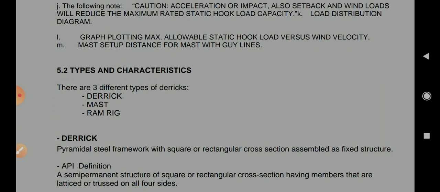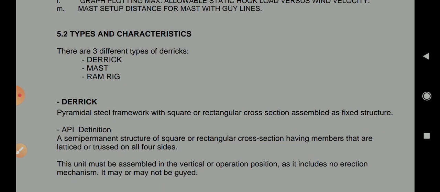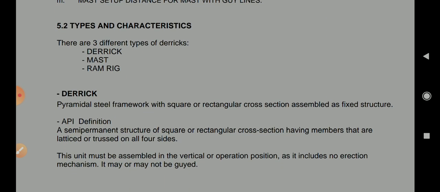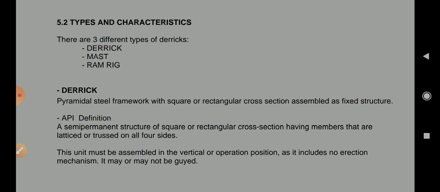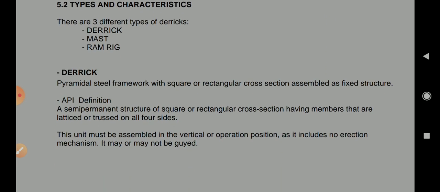So next one is types and characteristics. There are three different types of rig: derrick, mast and ram rig. These are the three types. Derrick. A derrick is a pyramidal steel framework with a square or rectangular cross section, assembled as a fixed structure, as we discussed before.